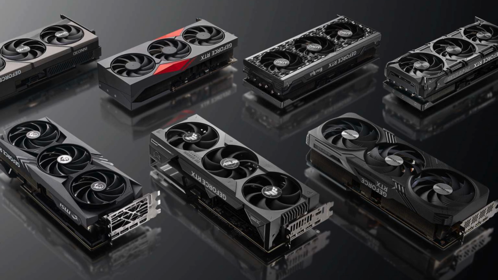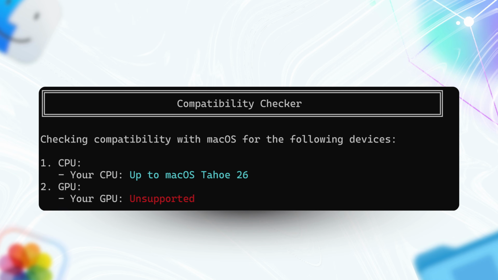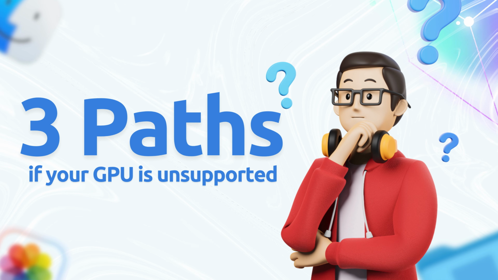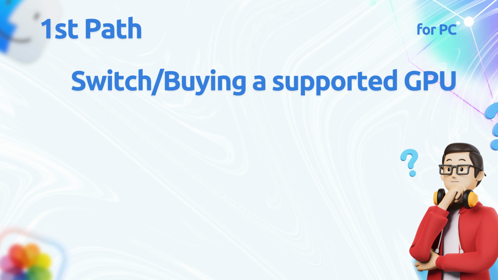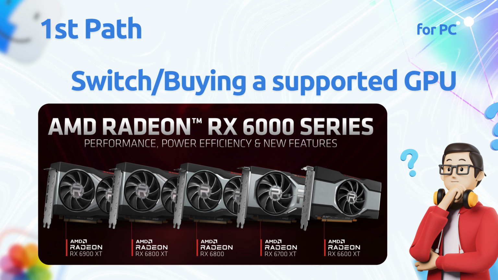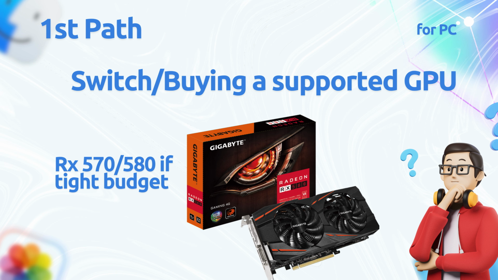The practical result is that hardware acceleration on an unsupported GPU is not possible. If a compatibility checker flags a GPU this way, the realistic paths forward are limited to three. The first is switching to a supported GPU, such as an AMD Radeon RX 6000 series card on a desktop system where the graphics card is not soldered to the motherboard.